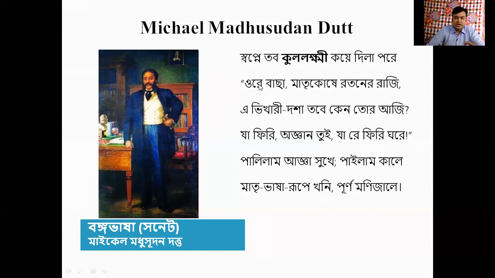Kul means prestige in English, or we say lineage. So the thing is that Kulalokhi, the Lakshmi of prestige, this is the muse of Michael Madhusudan Dutt. Michael Madhusudan Dutt's muse is Kulalokhi. Suddenly, Kulalokhi let Michael Madhusudan Dutt understand that why are you abroad?